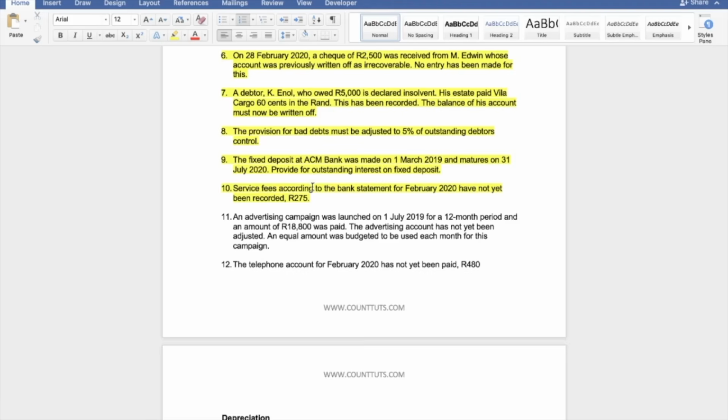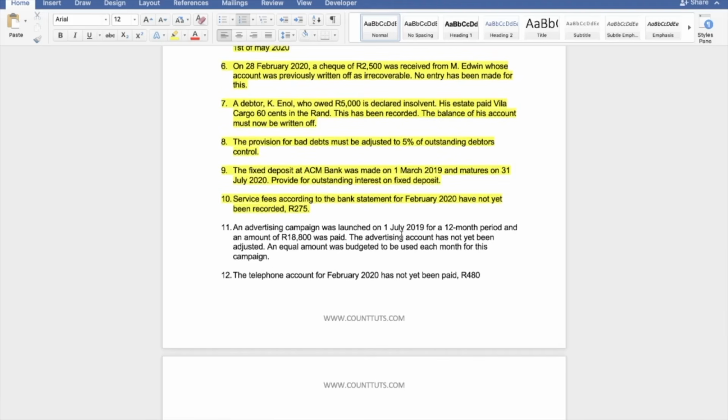We have paid for months which is outside our period, because if it started on the 1st of July 2019, and you add 12 months, you will realize that it ends on the 30th of June 2020. And remember, from March 2020 to the 30th of June 2020, that is outside our financial period. So we need to make an adjustment for that. 18,800 is for 12 months, but we know March 2020, April 2020, May 2020, and June 2020 belongs to the next financial period. So we need to remove the advertising amount for the 4 months which is outside our financial period. Okay, if it doesn't make sense, just read the question again and understand what we are saying here.